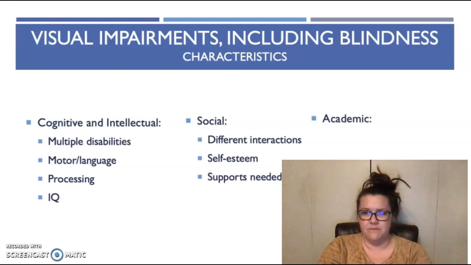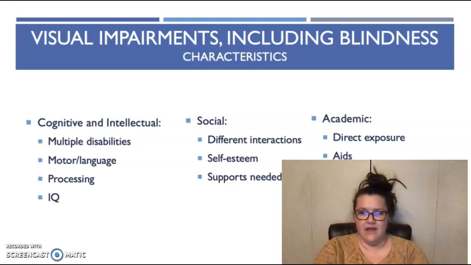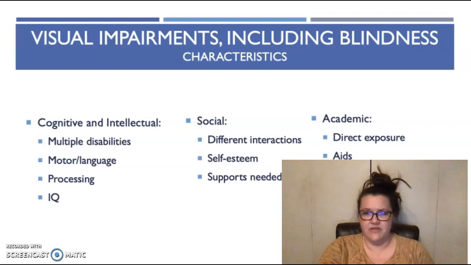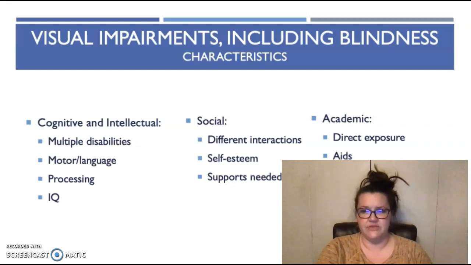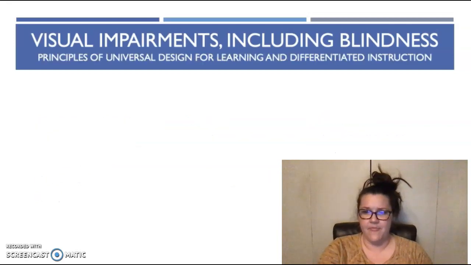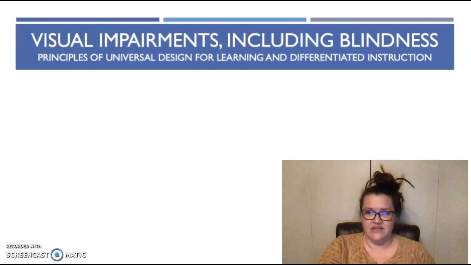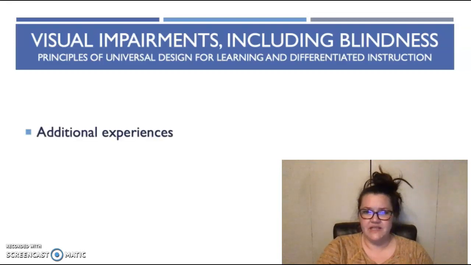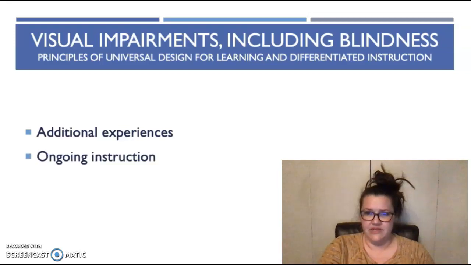Academically, students must be directed, exposed, and taught much of what they need to know. Requires aids and services in the classroom. May complete assignments more slowly than their peers. Seem bored or uninterested in class demonstrations from lack of sight. For UDL and differentiated instruction, teachers may need to provide additional experiences to make up for the student's lack of incidental learning. The teacher will also have ongoing instruction for important skills of daily living.